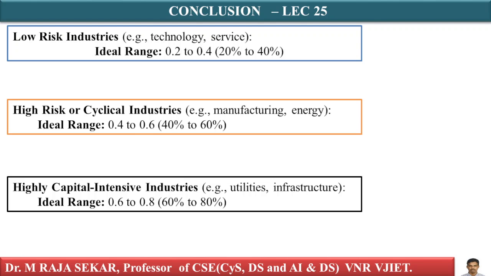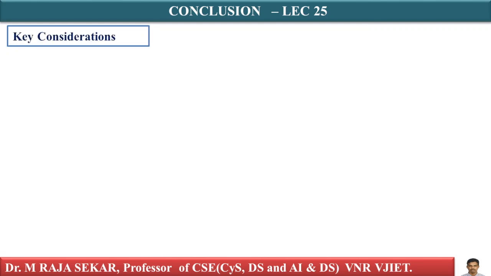Highly capital intensive industries, for example utilities and infrastructure, have an ideal range of 0.6 to 0.8. These companies often operate with higher debt ratios because of predictable cash flows and asset heavy operations. What are the key considerations?